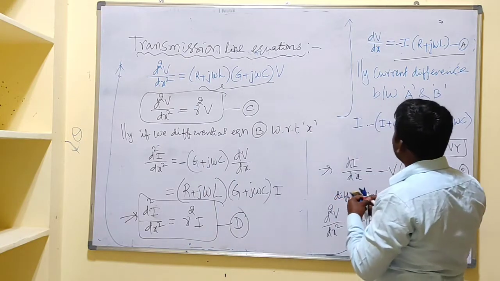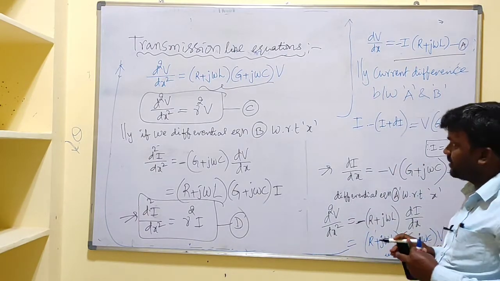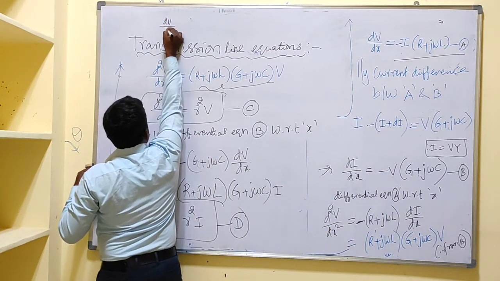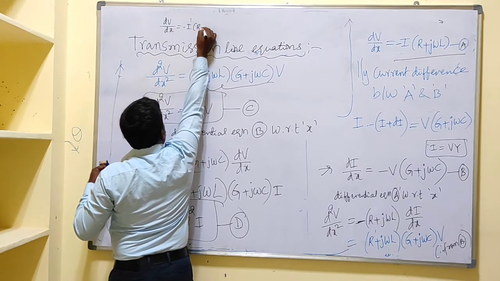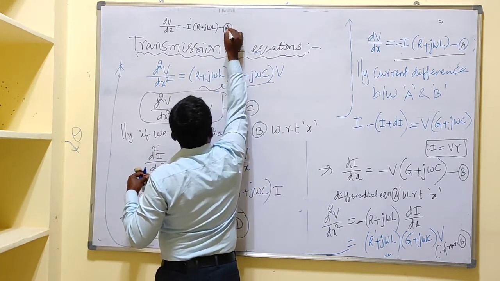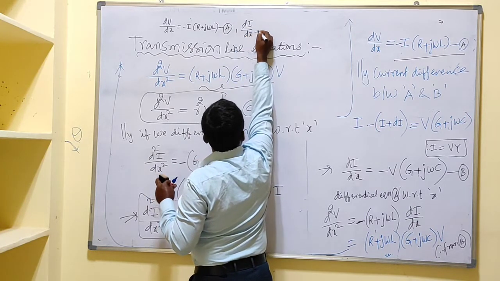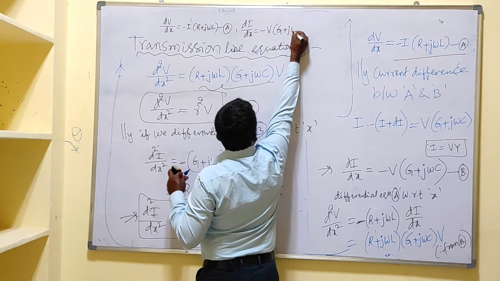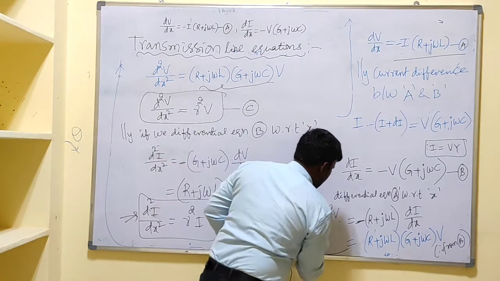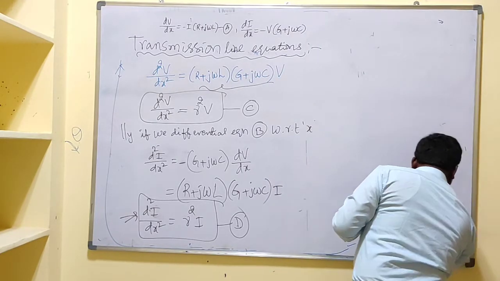The solutions of equations C and D are given by, but first I will write equations A and B here, because these are very helpful. Equation A: dV/dx is minus I into (R plus jωL). Please see that equation. And equation B: dI/dx is equal to minus V into (G plus jωC). Now we have equation C and equation D. Remember these equations A, B, C, D.